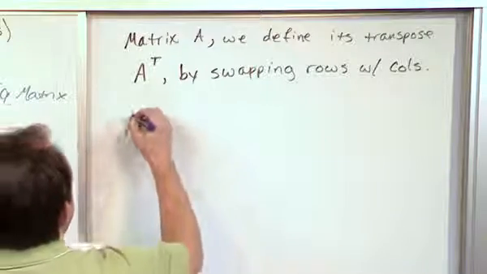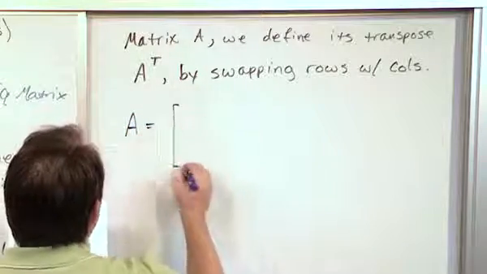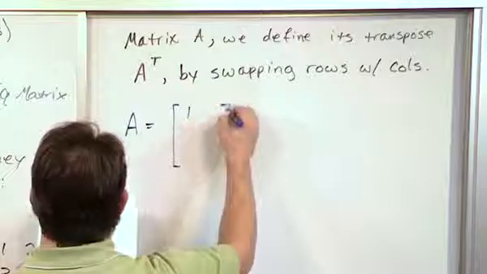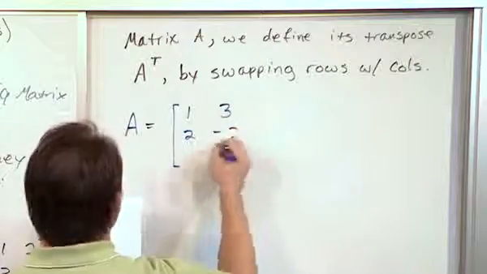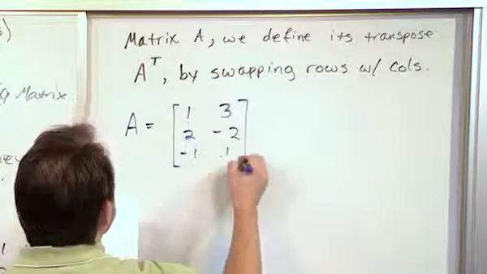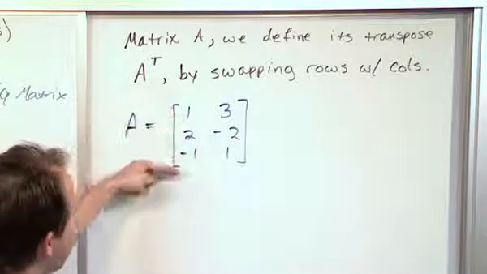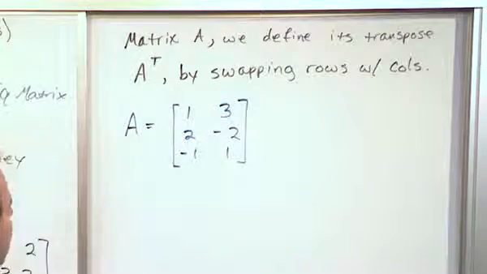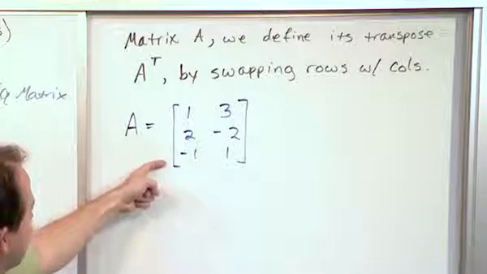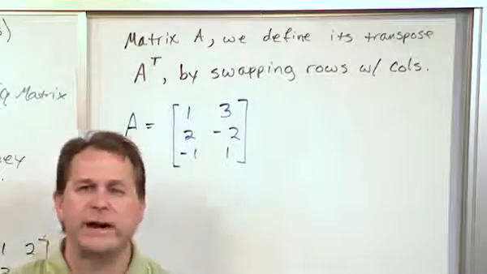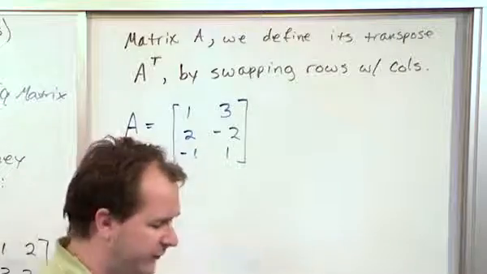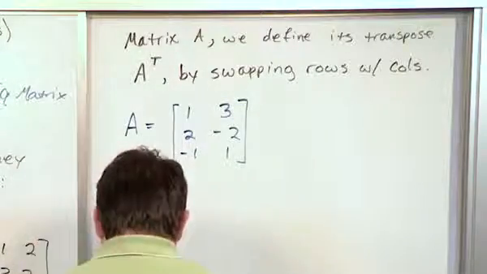Basically, if we have a matrix A, let's write a real matrix down. Let's say 1, 3, 2, -2, -1, and 1. So this is a matrix. It's not a square matrix because it's rectangular. It does not have the same number of rows and columns. This one has 3 rows, 2 columns, so it's a 3 by 2 matrix. Then we define its transpose.